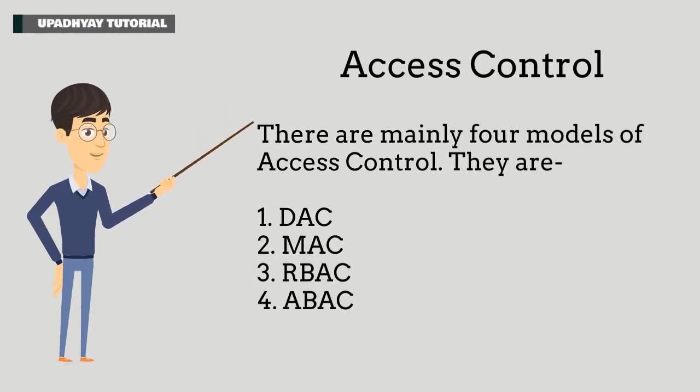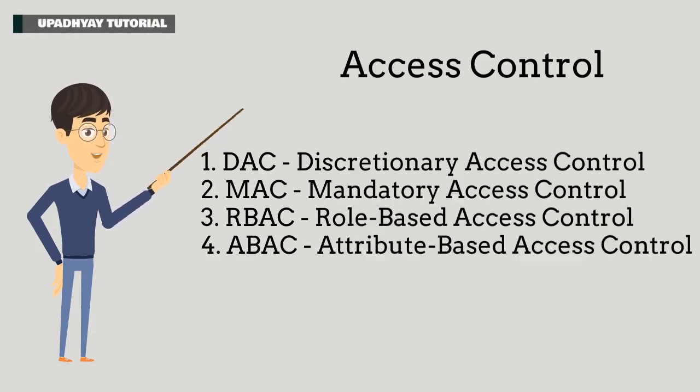There are mainly four models of access control. They are DAC, MAC, RBAC and ABAC. Wondering what they mean? Here are their full forms. DAC stands for Discretionary Access Control. MAC stands for Mandatory Access Control. RBAC stands for Role-Based Access Control. And ABAC stands for Attribute-Based Access Control.